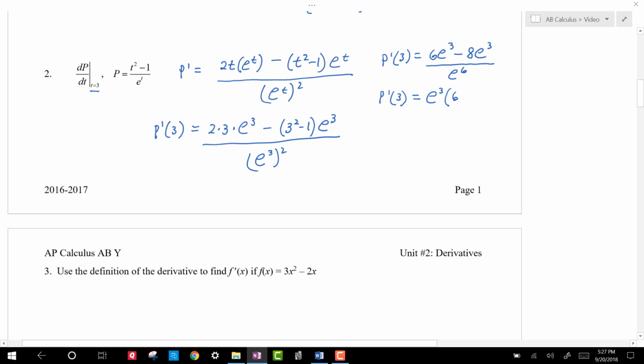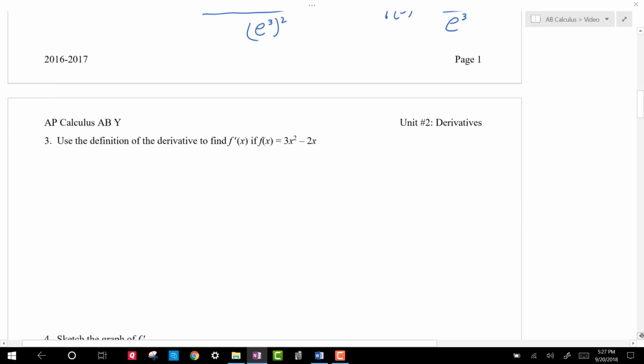Oh, you know what? I just realized those two have the same exact exponent, so I can go ahead and actually subtract them. That's negative 2e cubed. That's a lot easier than over e to the 6th. And then now I can cancel off my e's, so p prime of 3 turns out to be negative 2 over e to the third power. That wasn't so bad, was it? All right, next page.